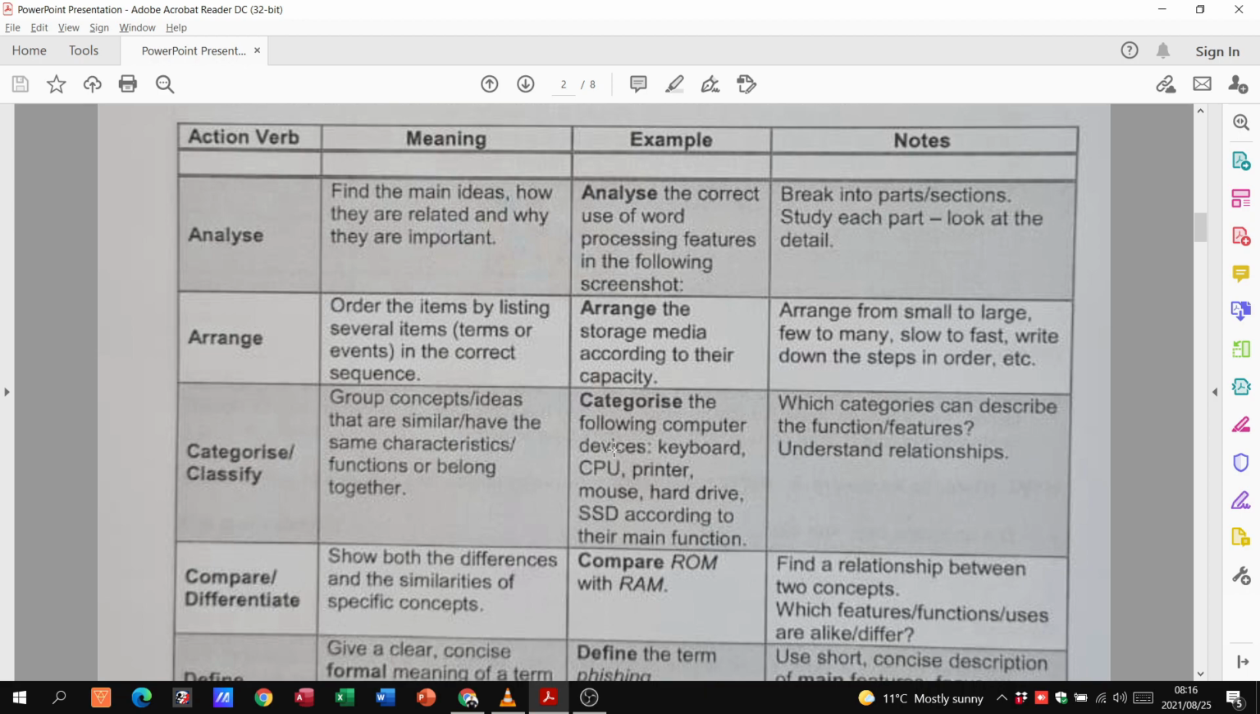Right. So here we have, for example, I'm not going to go through everything, but just so you have an idea, if we look at the action verb analyze, it means to find the main ideas. How are they related and why are they important? And here it gives us an example: analyze the correct use of the word processing features in the following screenshot. In other words, break it into parts or sections, study each part, look at the detail. Okay, so this is what it's trying to tell us.